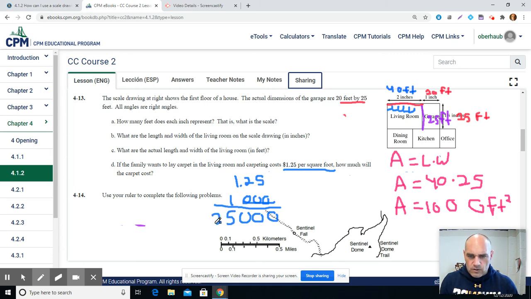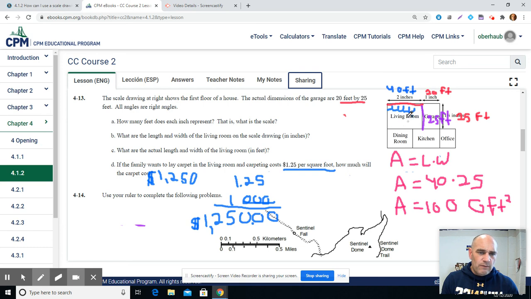Now, 1 times 5 is 5. 1 times 2 is 2. 1 times 1 is 1. I have 2 decimal places in this problem, so I'm going to slide my decimal 2 places to the left. So that means that the carpet is going to cost us $1,250. So this will cost me $1,250.